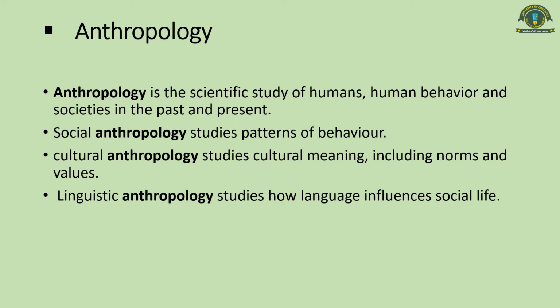So anthropology basically is divided into three subfields, including social anthropology, cultural anthropology, and linguistic anthropology. Social anthropology studies patterns of behavior. So when we study the patterns of behavior, we are mainly concerned with social anthropology. Cultural anthropology studies cultural meaning including norms and values. So when we study the norms and the values of humans, we are concerned with cultural anthropology.